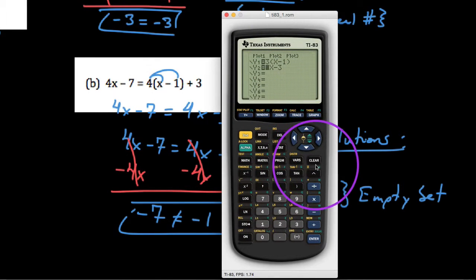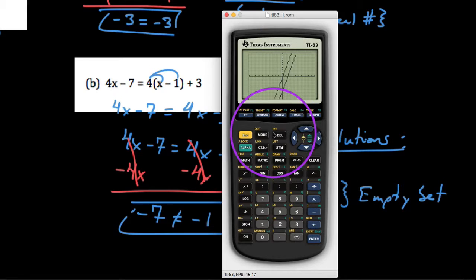What does it look like when you look at the solutions graphically and in a table? We say 4x minus 7, we'll put that in for y1, and then on the right side we say 4 times the quantity x minus 1. Oops, we need our 1. x minus 1 in parentheses, that quantity plus 3. If I hit graph now, we'll see these are all the solutions to the first equation. These are all the solutions to the second equation.